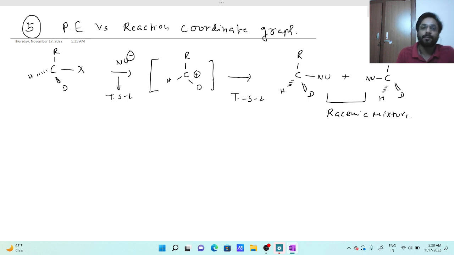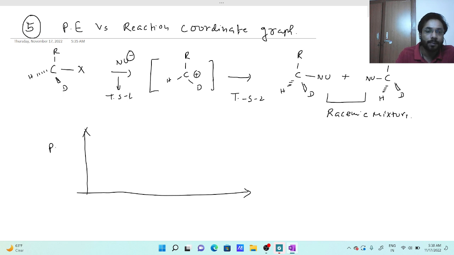Let us understand the potential energy versus reaction coordinate graph. On the y-axis, I am taking potential energy. On the x-axis, I am taking reaction coordinate. And the graph looks like this.